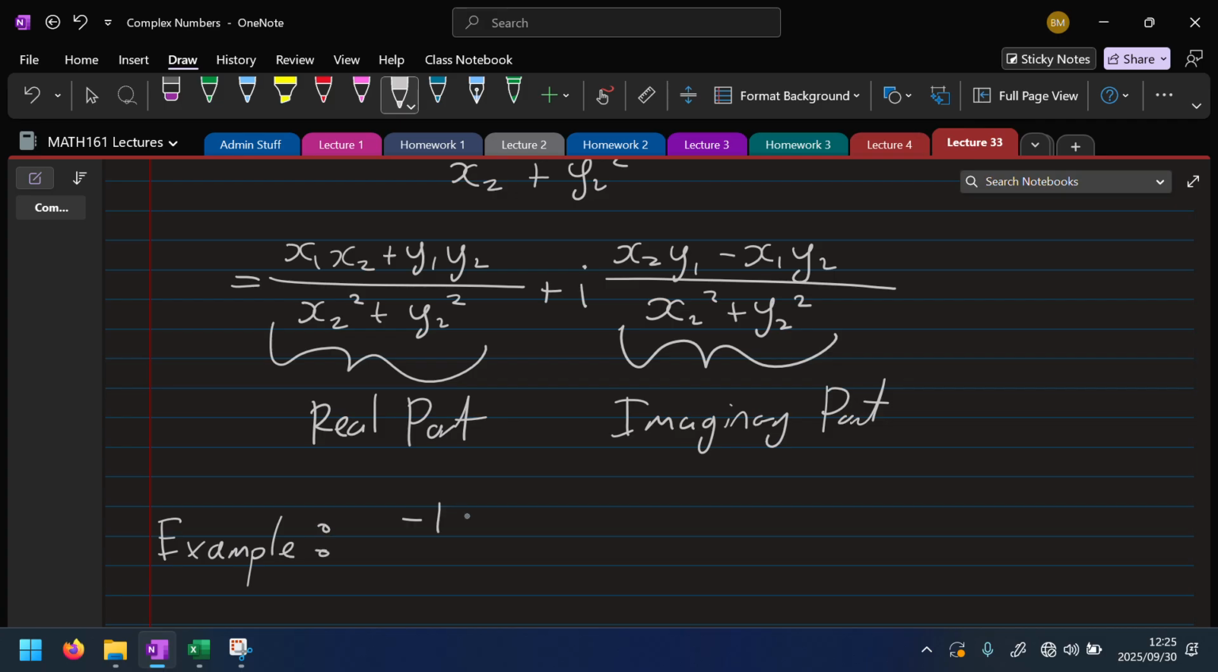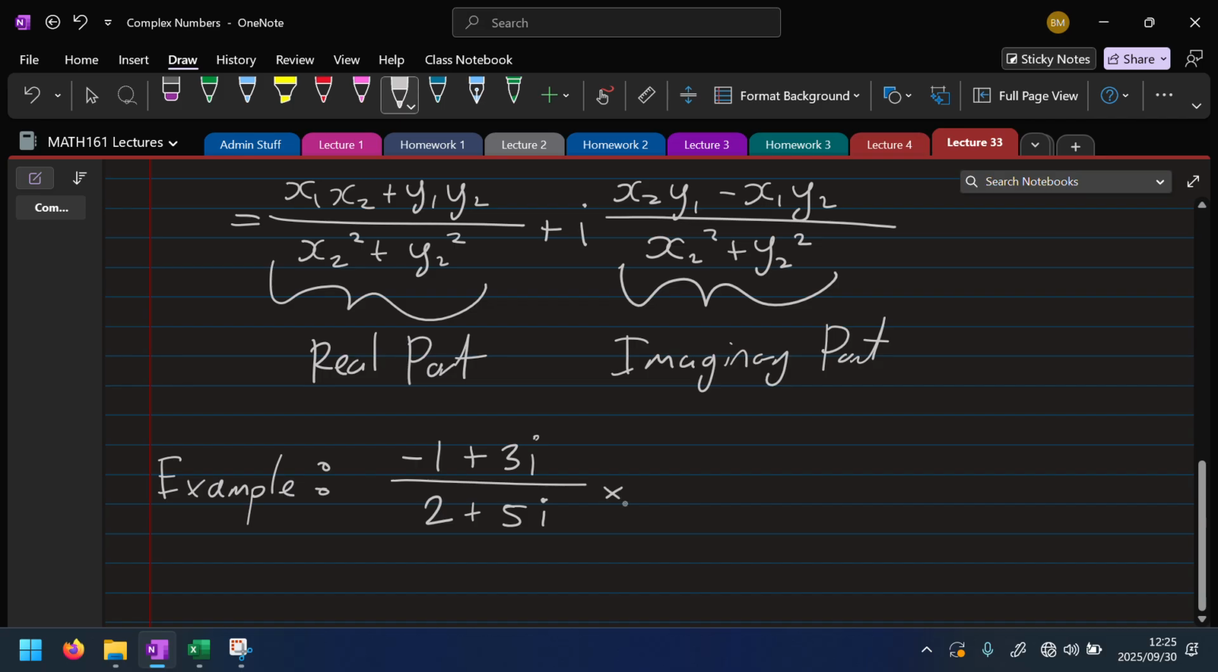We've got minus 1 plus 3i all over 2 plus 5i. So we've got this quotient of complex numbers, and we want to find the real part and the imaginary part. We look at the bottom: we've got 2 plus 5i. We find the conjugate, so replace i with minus i. It will be 2 minus 5i. Then multiply the top and the bottom by that, so this is going to be multiplied by 2 minus 5i over 2 minus 5i. Again, top and bottom, that is the conjugate of that denominator.